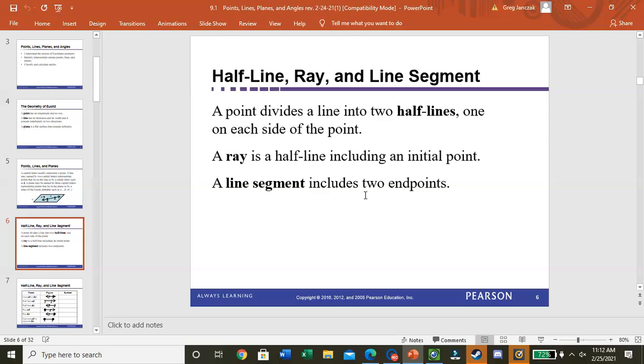Okay. A half line: a point can divide a line into two half lines, one on each side of the point. Whereas a ray is a half line including an initial point. So a half line is open, whereas a ray is closed on one end. A half line is open on one end and extends indefinitely. A ray is closed on one end and extends indefinitely. So that's the difference between a ray and a half line.